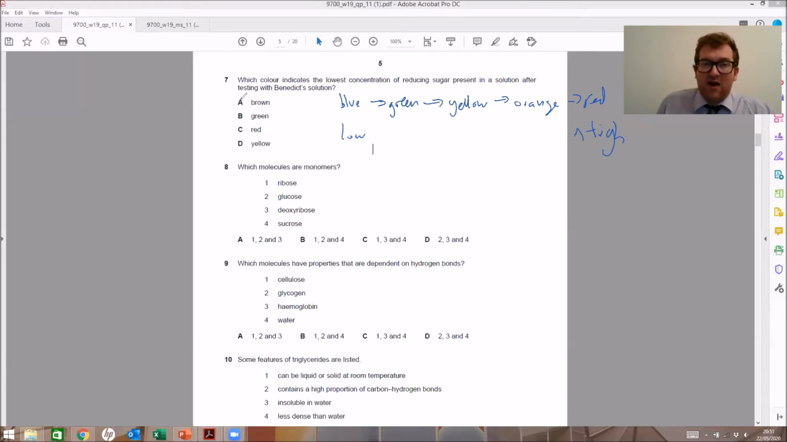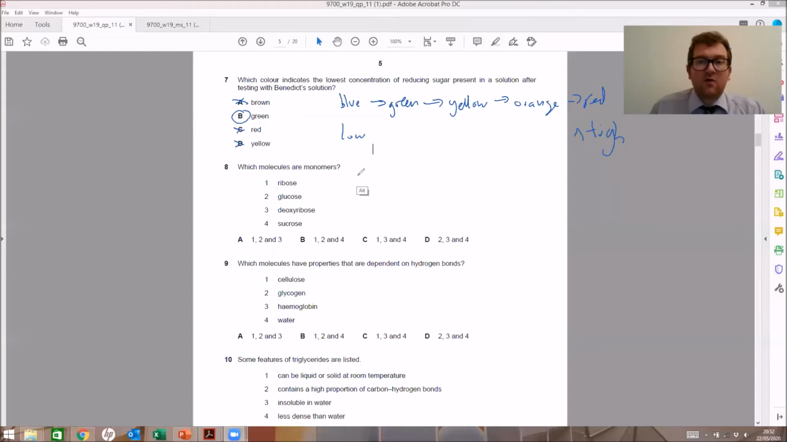So here, brown is irrelevant. It's not a color on the scale. However, green is your lowest concentration after a negative result. Red is a very high concentration and yellow has more than green, so D is incorrect as well.